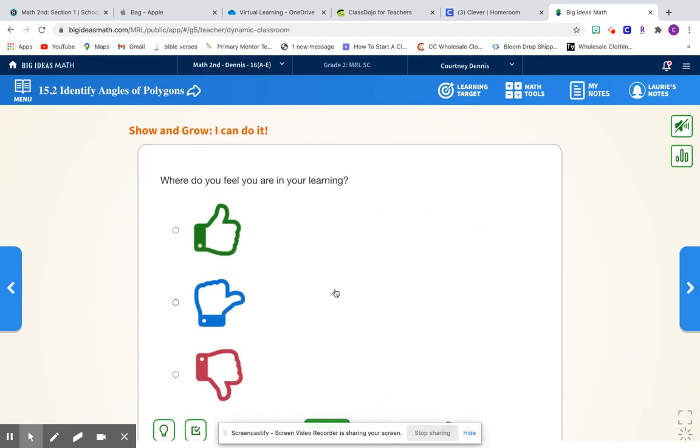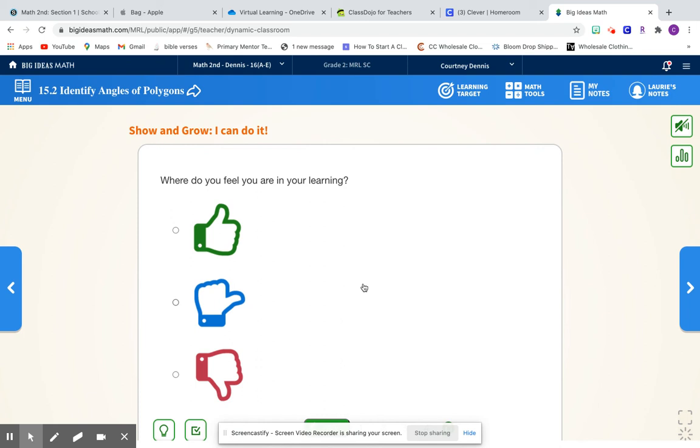All right, now I want you to look at your practice for 15.2. You're going to figure out how many angles there are, and you're going to see how many right angles there are. Remember, the right angles are the ones that have a line that goes like this and a line that goes like this, where they're perfectly straight. So you're going to check for angles and right angles.